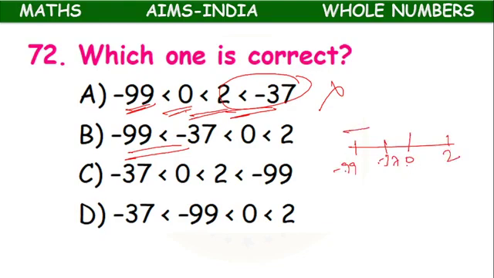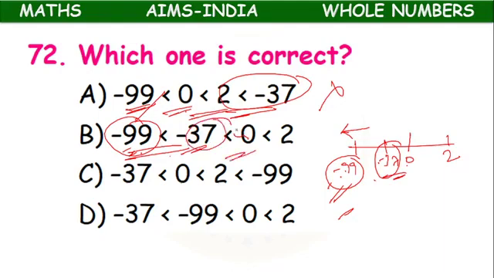So minus 99 is to the left of minus 37. So it is less. In minus numbers, the bigger number will be lesser. So minus 99 is less than minus 37. Correct. Minus 37 is less than minus 10, correct. Less than 0, correct. 0 less than 2, correct. So B option here.